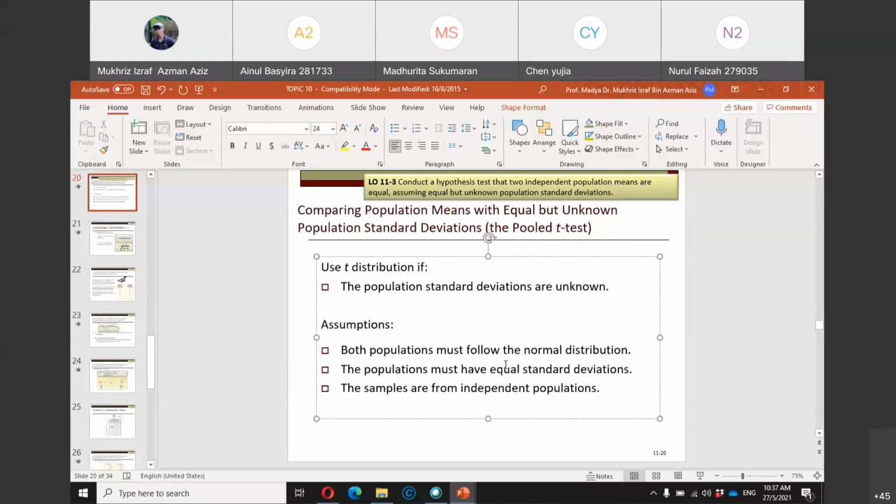Okay, and also the assumption is that it must follow the normal distribution, and the samples must be taken from independent populations. What does it mean by independent? Between sample 1 and sample 2, they are not from the same population. For example, male and female. You cannot take the male and female from the same population. It must be taken from a different set of population.